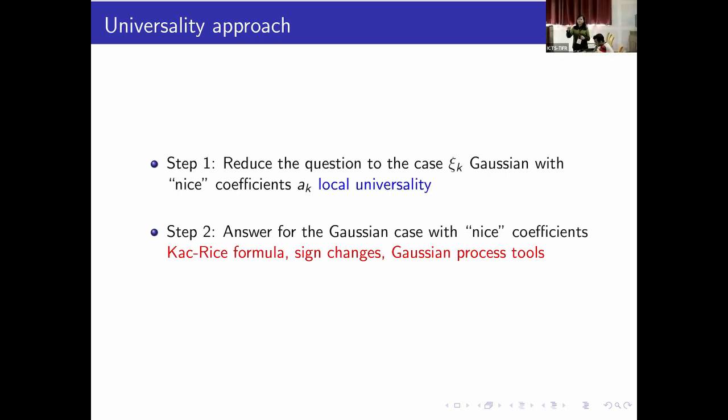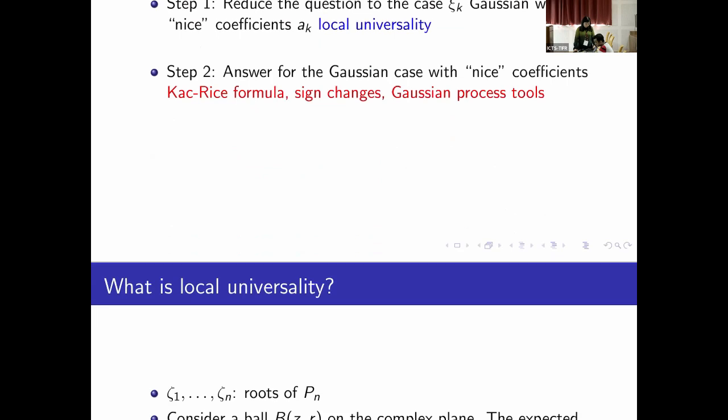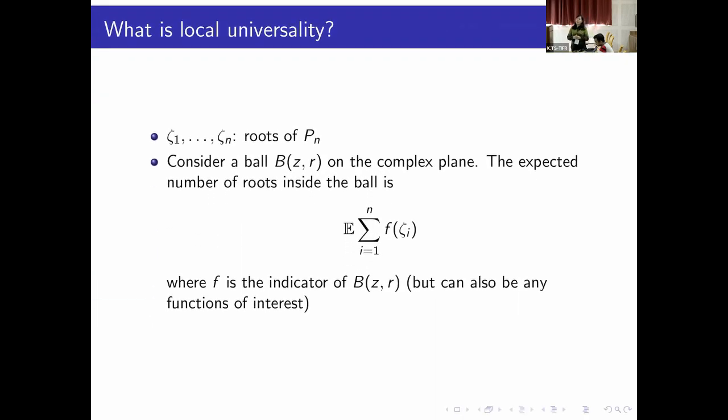Now this universality approach was introduced before in a series of works by Tao and Vu in random matrix theory, and was later much developed by many researchers. And then Tao and Vu introduced it in the field of random polynomials and later refined. So I want to briefly introduce to people who haven't seen it before what local universality is. So basically it says this.